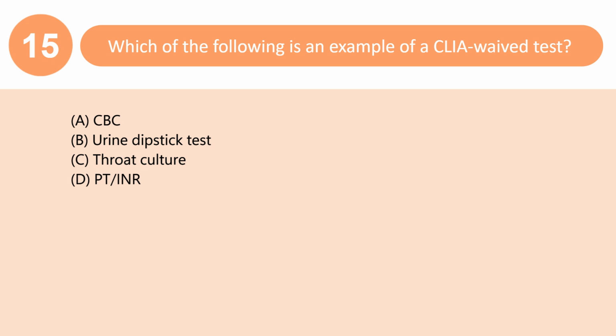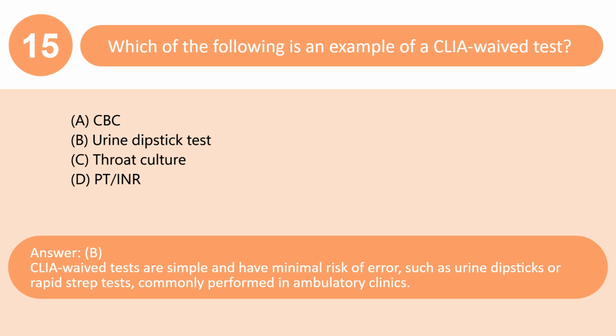Which of the following is an example of a CLIA waived test? A. CBC. B. Urine dipstick test. C. Throat culture. D. PT/INR. Answer: B. CLIA waived tests are simple and have minimal risk of error, such as urine dipsticks or rapid strep tests, commonly performed in ambulatory clinics.